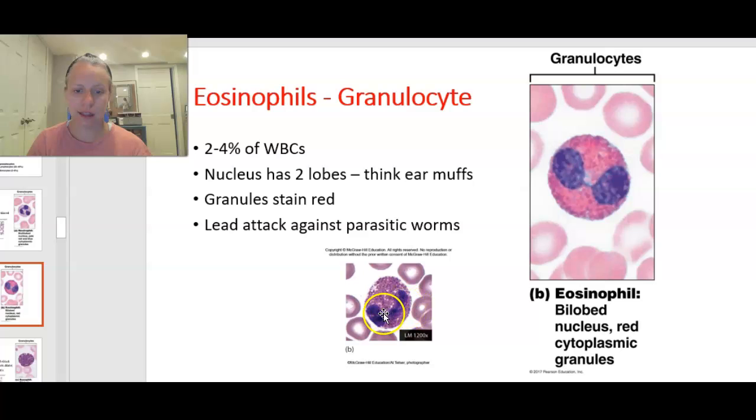So here is another eosinophil. This is a much better picture. We'll try to give you beautiful pictures like this so that you can make it really clear and obvious what cells these are, okay? Their granules stain red, and they are important for the attack against parasitic worms, okay? Only about 2 to 4% of white blood cells, so fairly rare.